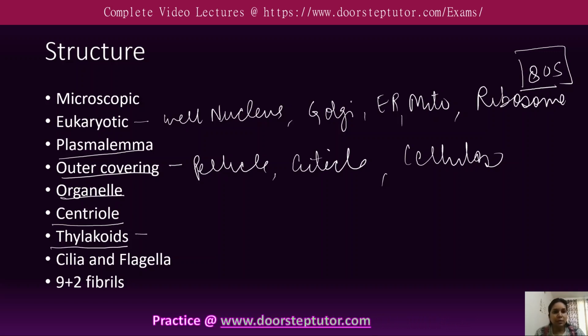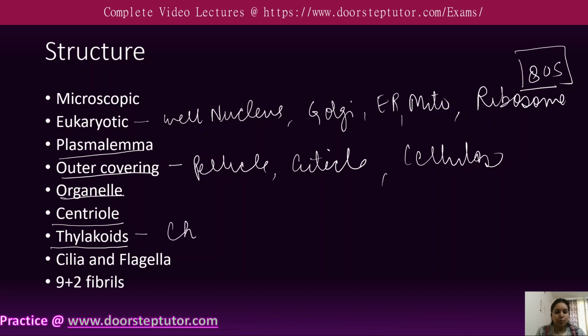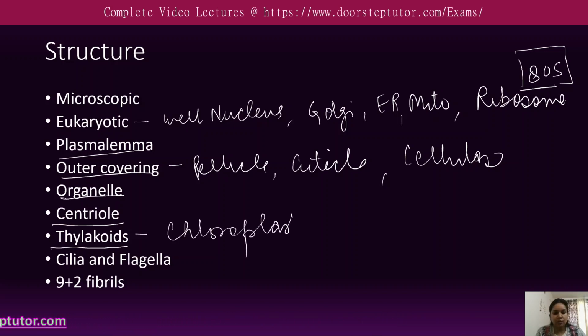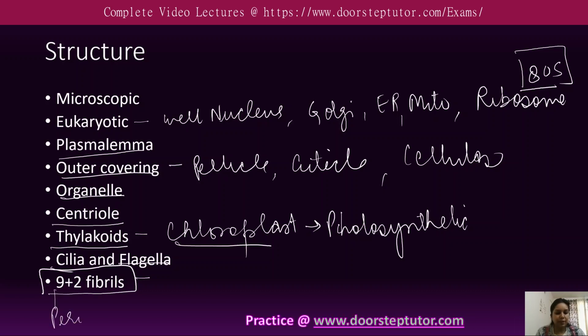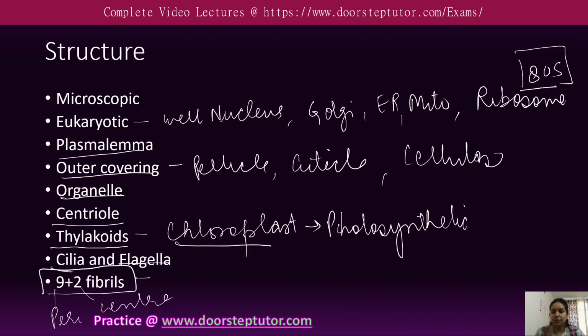Usually in the photosynthetic Protista the chloroplasts are present, and in the chloroplast thylakoid-like structures are present, which help in the process of photosynthesis. For locomotion, meaning movement of the cell or organism from one place to another, they have locomotory structures, which are cilia and flagella. When the flagellum is cut in cross section, 9 plus 2 fibrils are present. The 9 are present at the periphery and the 2 are present at the center.